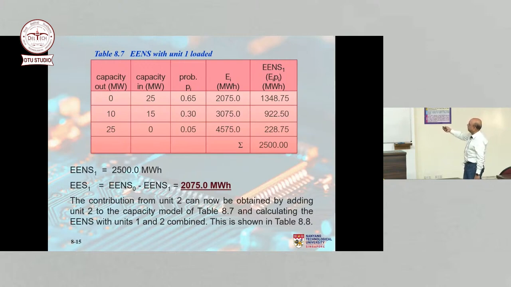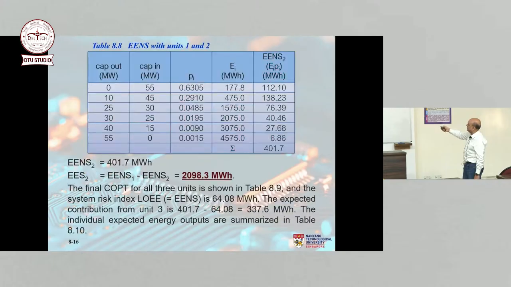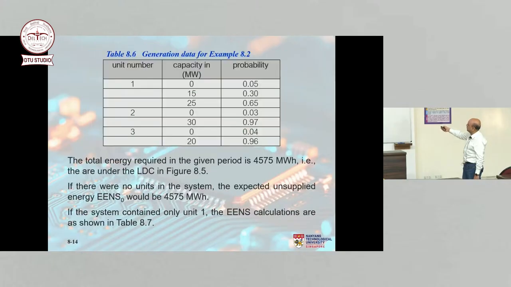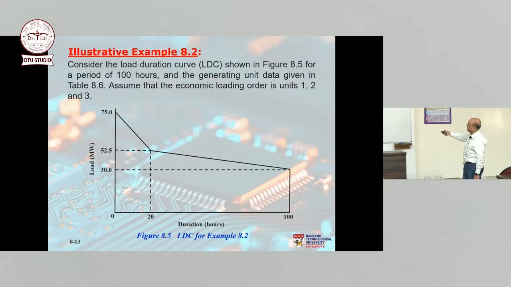When it is completely out, then this is the energy not supplied. When it is supplying only 15 megawatt, then the energy curtailed is 3075. I'm not sure if I've shown it in the curve, but you can calculate. When we have only 15 megawatt, we are here, right? So we are not able to supply the rest of the energy, just like in the previous example.